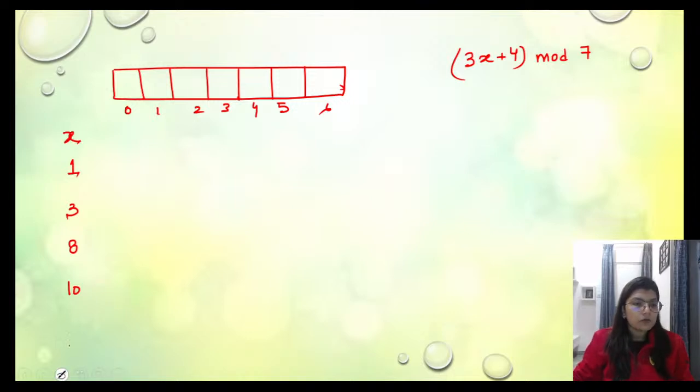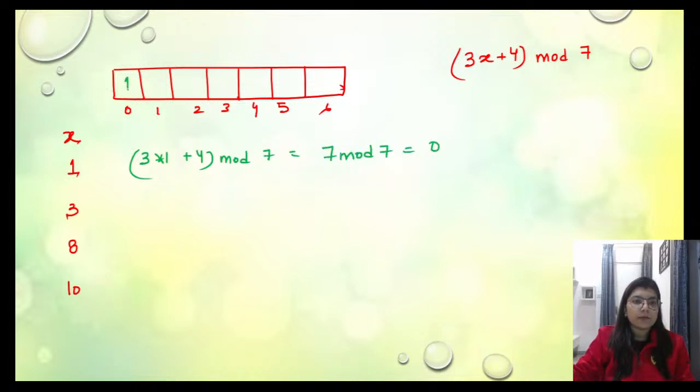How will you do it? Very easy, nothing you have to do. I'll just explain, not in very much detail. So 3 multiplied by 1 plus 4 mod 7, this is how you will solve. So this will be 7 mod 7, and 7 mod 7 will be 0. So 1 will come over here. Then we have 3. So 3 times 3 plus 4 is 13 mod 7, which is 6. So 3 will come over here. Then we have 8. 8 times 3 is 24, 24 plus 4 is 28. 28 mod 7 gives 0.